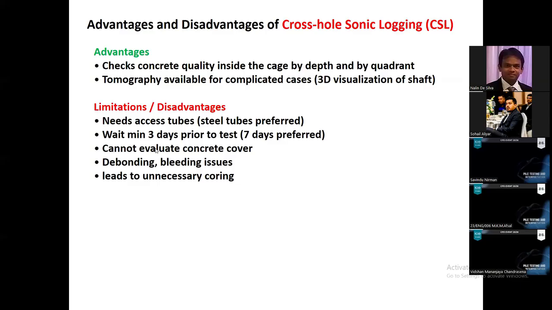And it cannot assess any issues outside the rebar cage, because these access tubes are fixed to the rebar cage. So if there is a concrete cover loss or something outside the cage, this cross-hole sonic logging cannot detect it, right? And debonding or bleeding issues can significantly affect the interpretation, right? And it can sometimes lead to unnecessary coring.